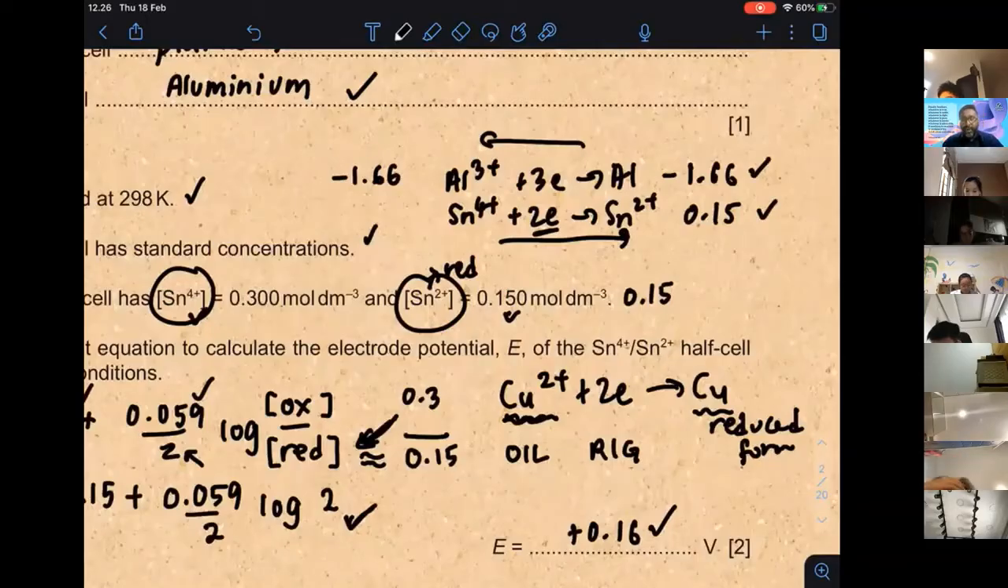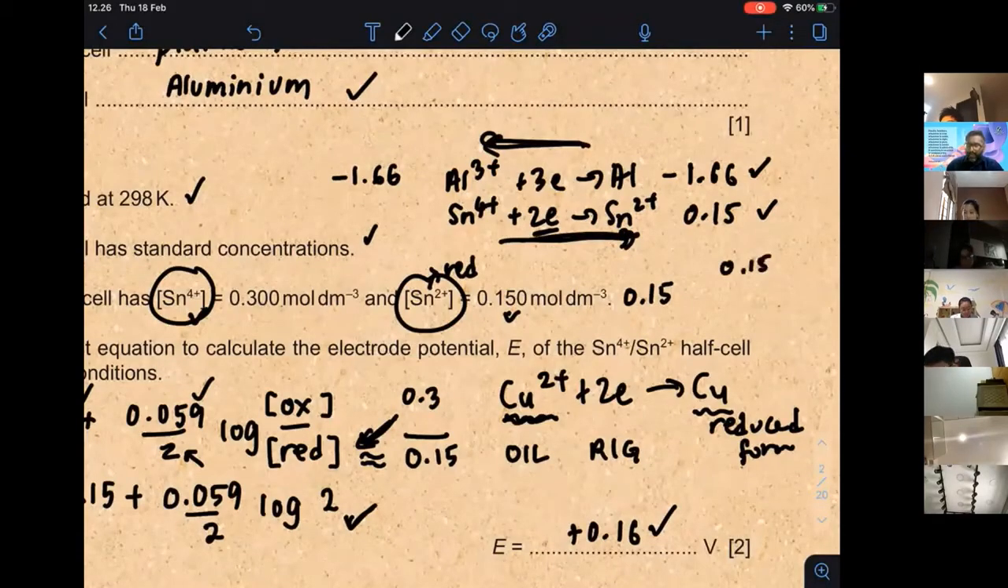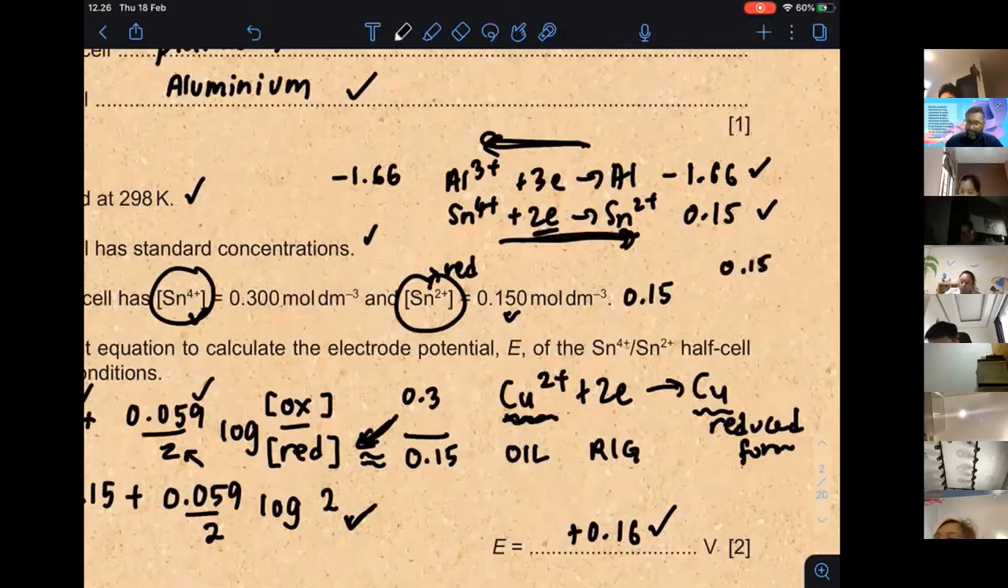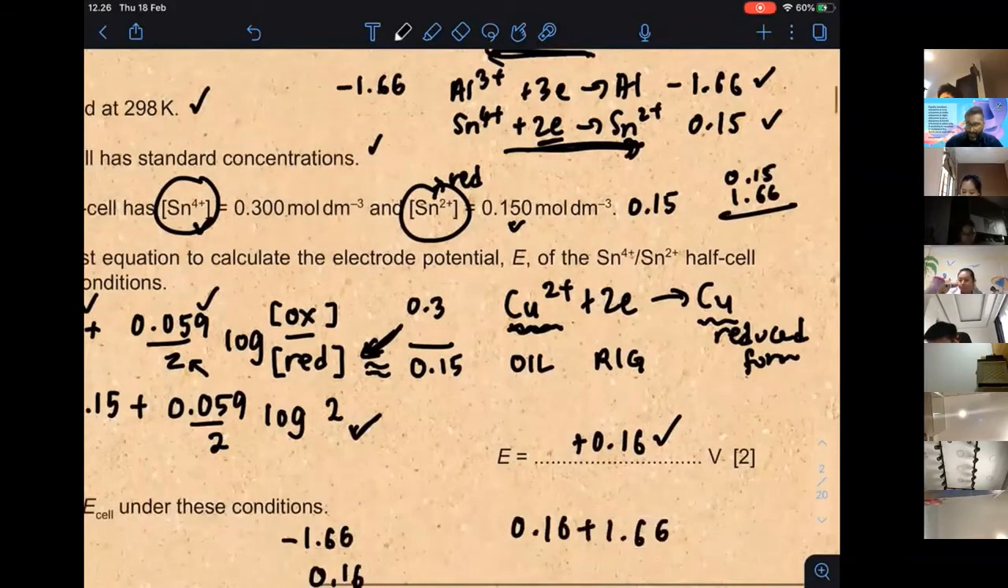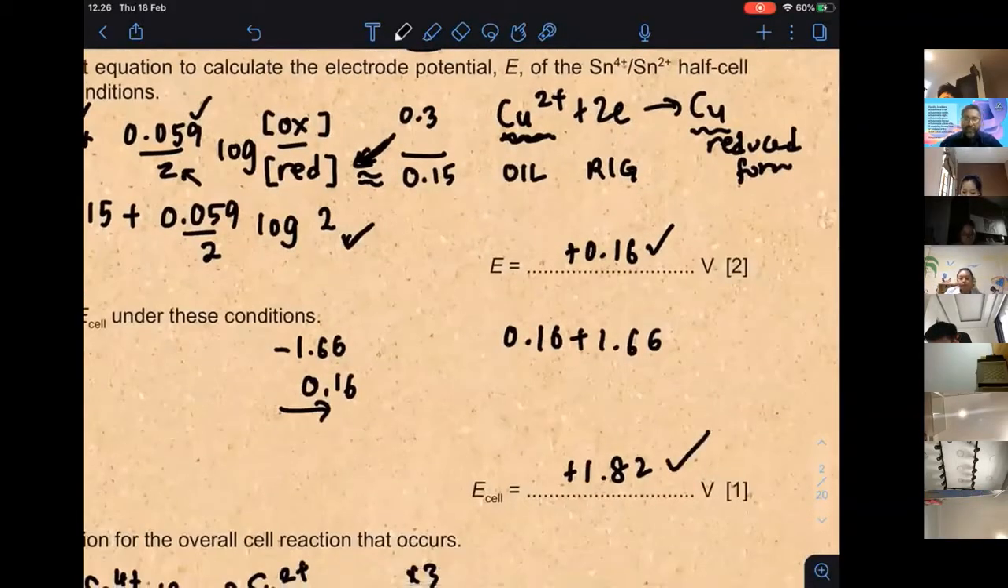The one that is more positive will move forward. This is moving forward. This will move backward. So this will be 0.15. The one that goes backward is going to become plus 1.66. So for the E cell you just need to add. When you add, you are going to get positive 1.82. Very easy, this part.